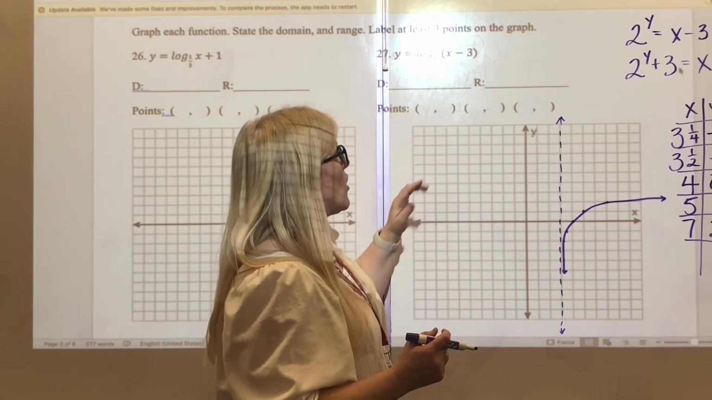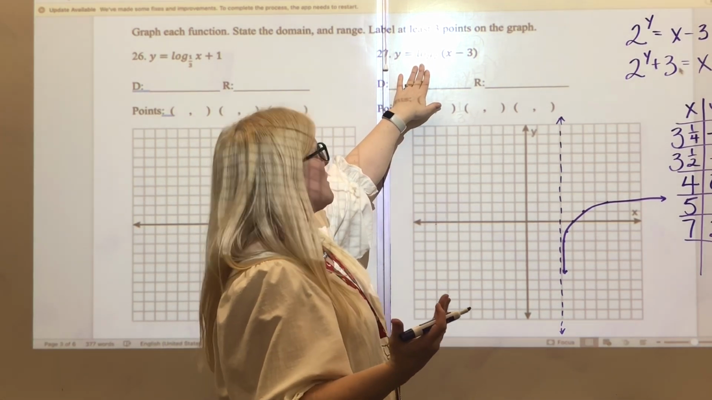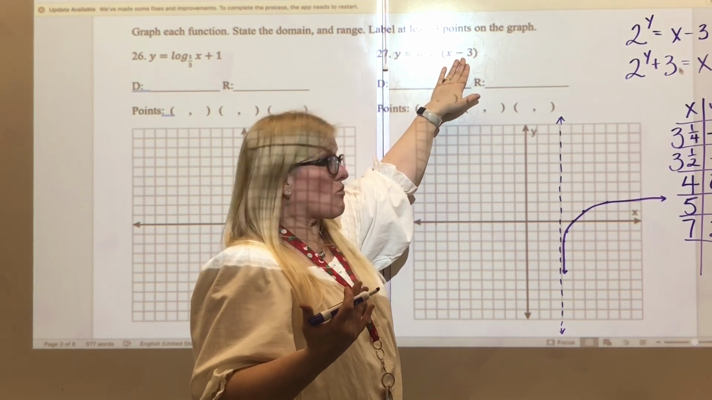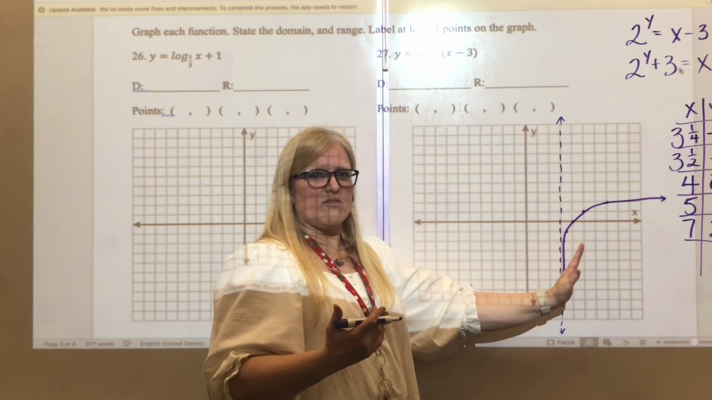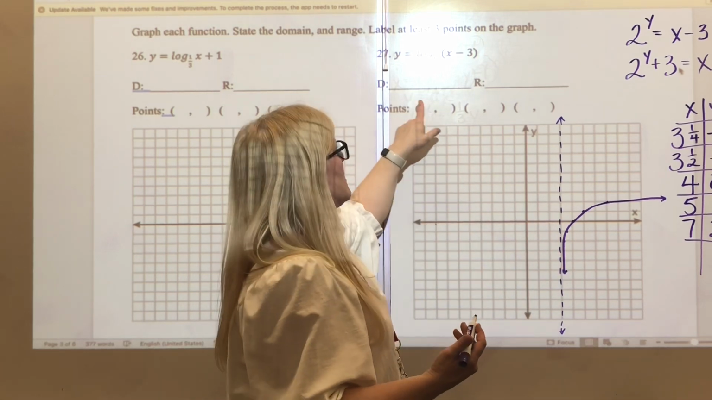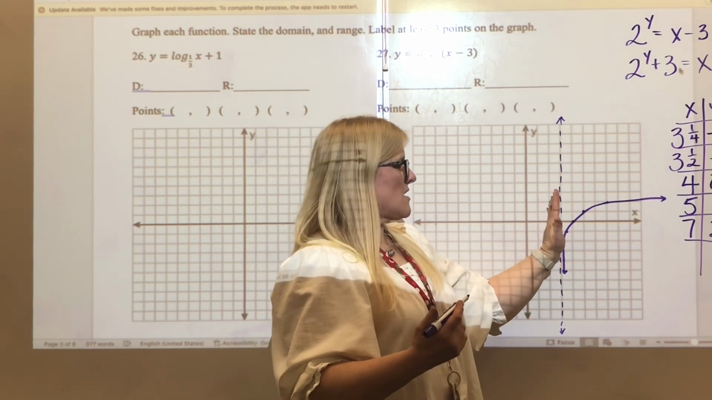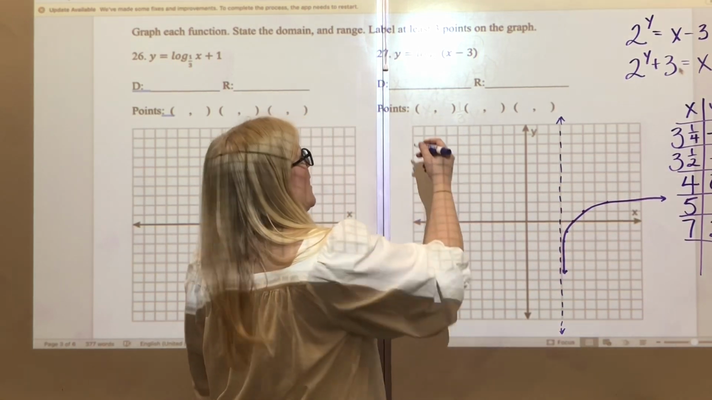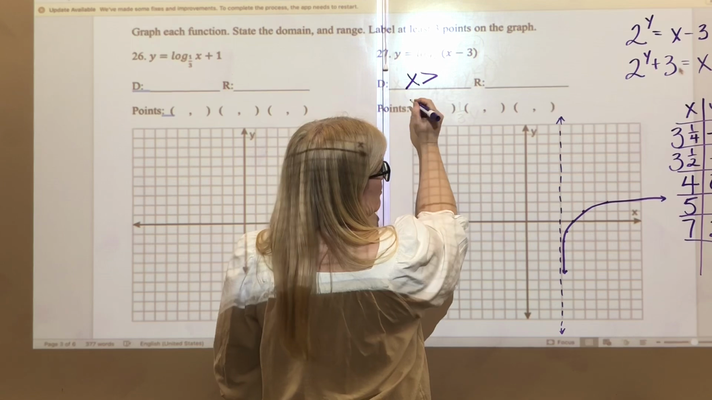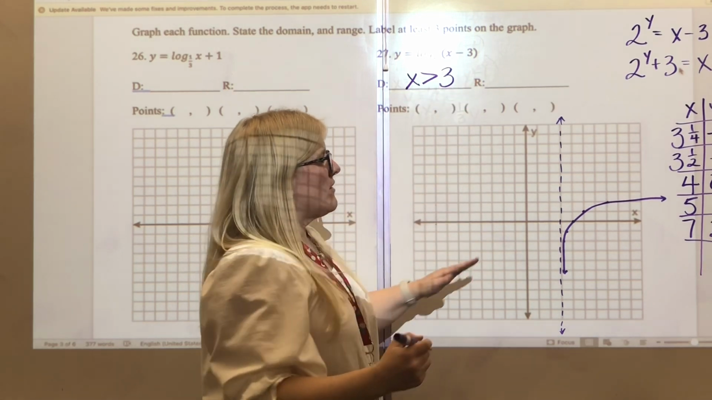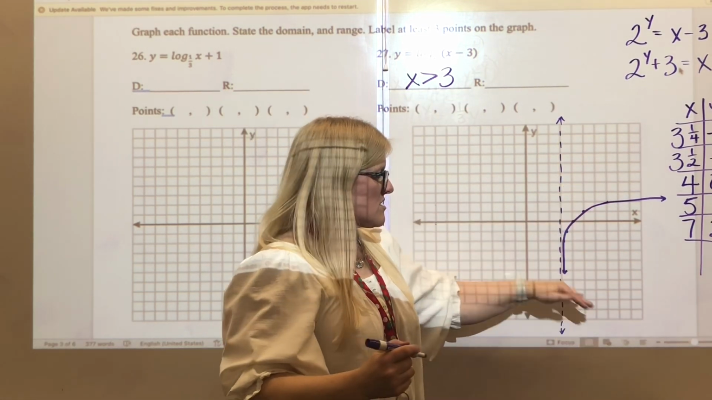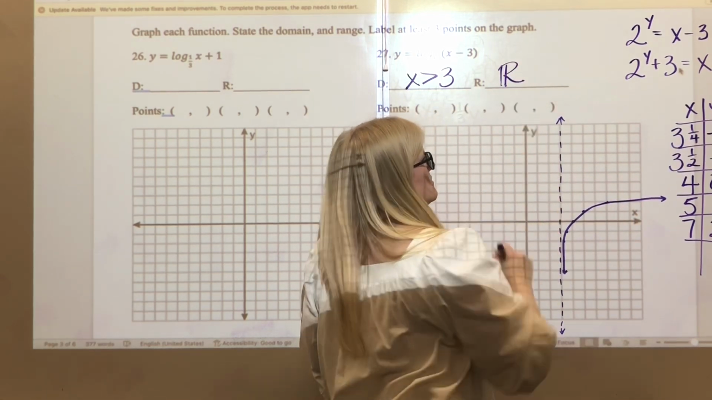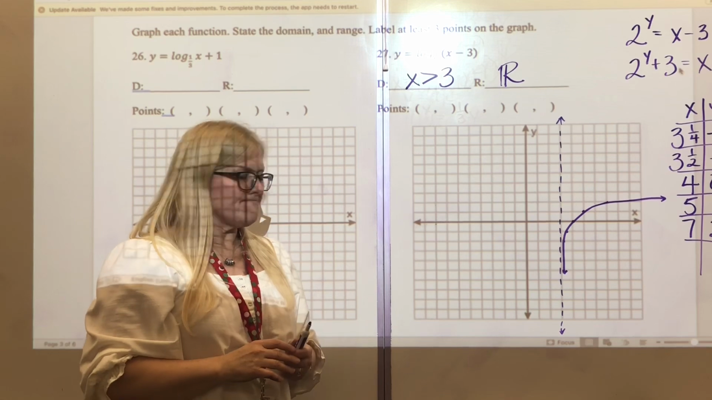Now, hopefully you noticed, well, maybe you noticed, maybe you didn't. X minus 3 is moving the function 3 units to the right. That's exactly what we've done here. So our domain then is every x value from here over, not including this. So we have x is greater than 3. The range, then of course, we're going forever that way, all real numbers.